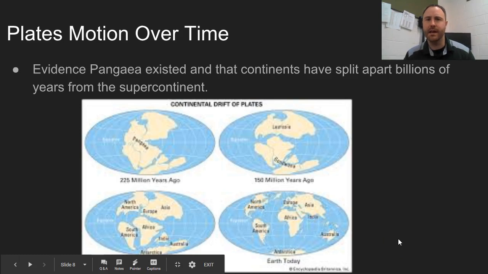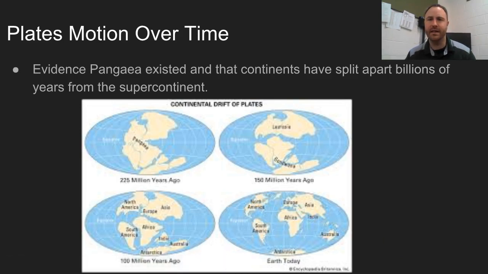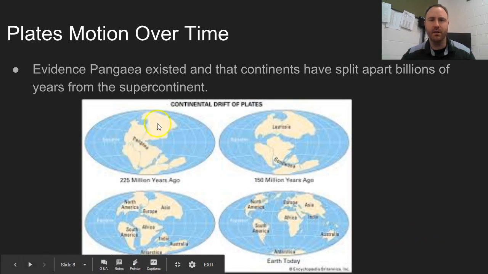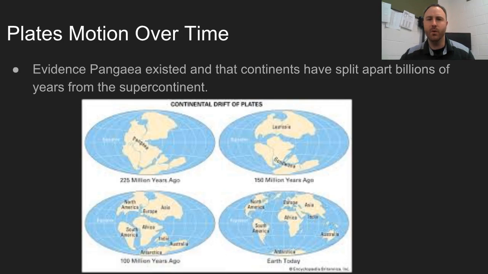All right, so there's evidence that Pangea existed and that all the continents have split apart billions of years from what was called a supercontinent. So here is the example of the supercontinent, also known as Pangea, and they have been drifting slowly over the years. All right, so that is section number 4.